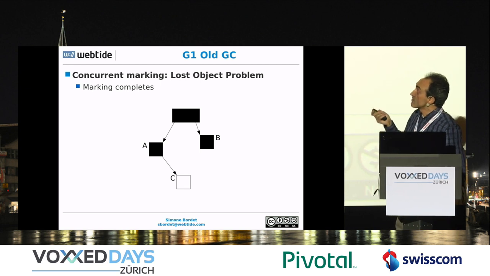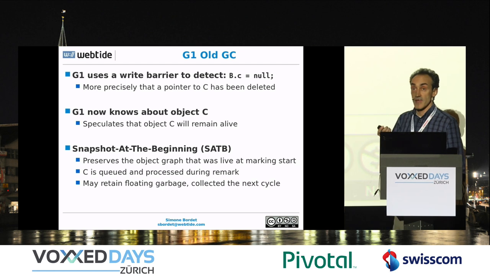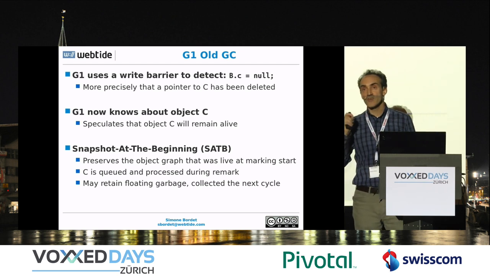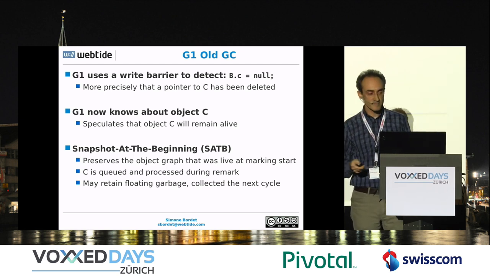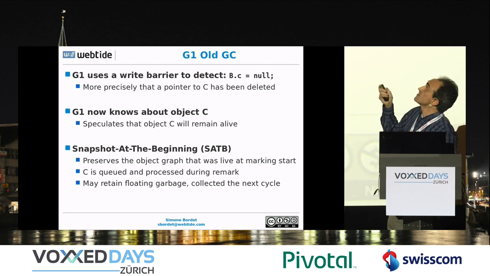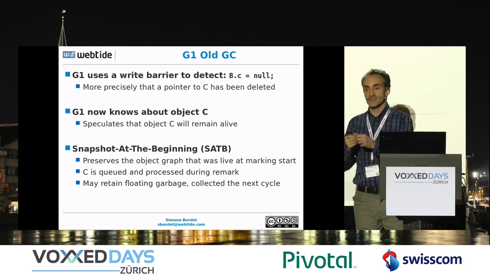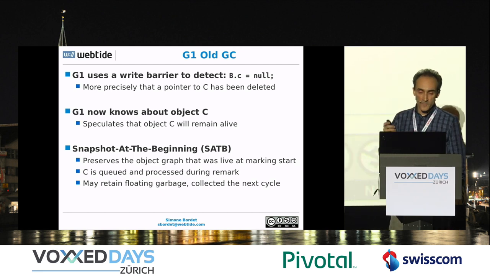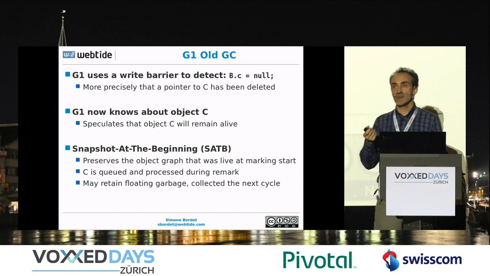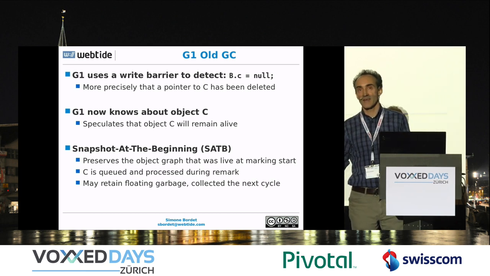So in order to detect this particular situation, the JVM installs again a write barrier. In particular, it installs a write barrier that detects every time a pointer is deleted. If I can detect this B.C = null, I know many things. I know the object I was pointing to, I know the object that points to that object, so I know both of them, and I have a bunch of information that I can use for garbage collection. So this technique of remembering the deletion of a pointer is called the snapshot at the beginning technique.